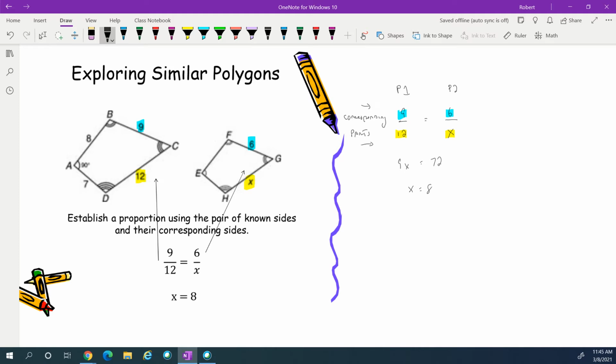Across the numerator and across the denominator. Now, of course, we could have flipped those fractions. So if we started out with 12 over 9, we would do it as x over 6. And we get the exact same results.